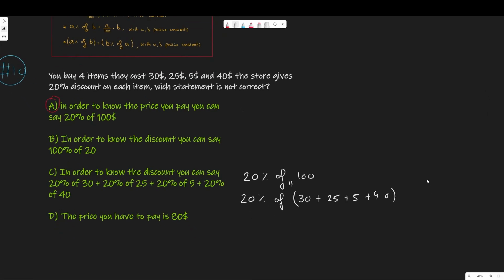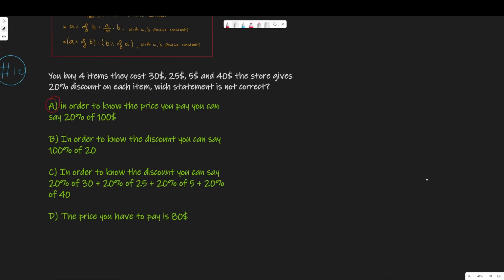And if you want to write this down fully, you'll have to write 20% of 30 plus 20% of 25 plus 20% of 5 plus 20% of 40. And this is our answer, so C is correct.